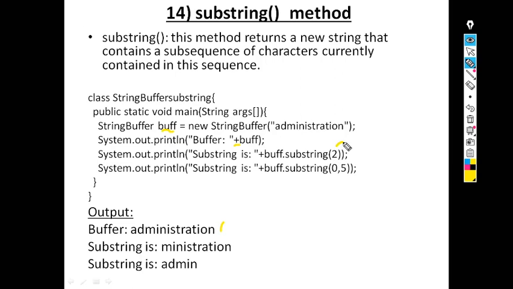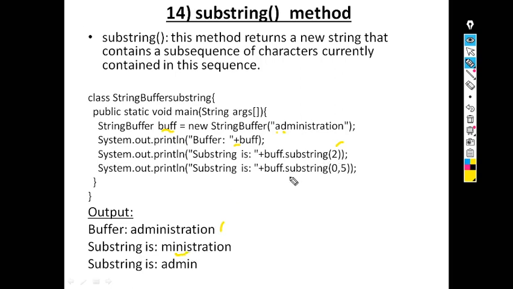What does this mean? This means that from 0 and 1, these positions I don't want, I want a substring from the position 2. So from the position 2 you have ministration, so that ministration will be printed.